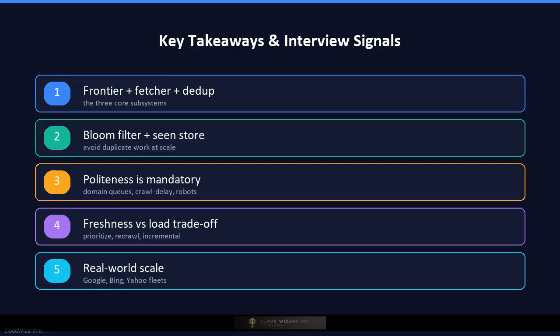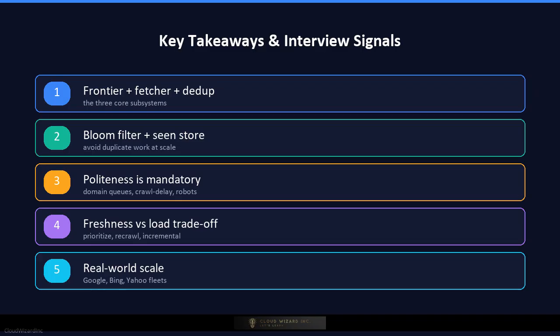Key takeaways for your interview. First, a distributed web crawler is a combination of a queue, a downloader, and a deduplication system, so emphasize the URL frontier, politeness, and fault tolerance. Second, always explain how to avoid duplicate work, using both Bloom filters and persistent seen URL stores. Third, politeness is non-negotiable. Discuss domain-level queues, crawl delay, and robots.txt caching.